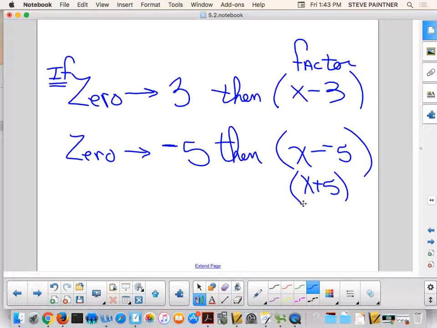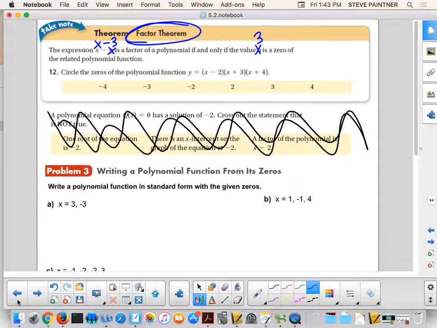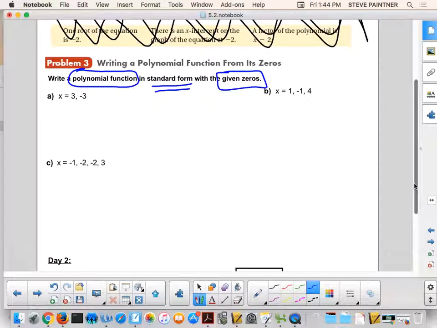That's it. So if you continue, this is the next thing. It says write a polynomial function. This is what they want you to do. Give me a polynomial function in what form? Standard form, with the given what? Oh, they're going to give me zeros, and they want me to write a polynomial? Okay, let's do it. One of my zeros happens to be 3, and the other one is?